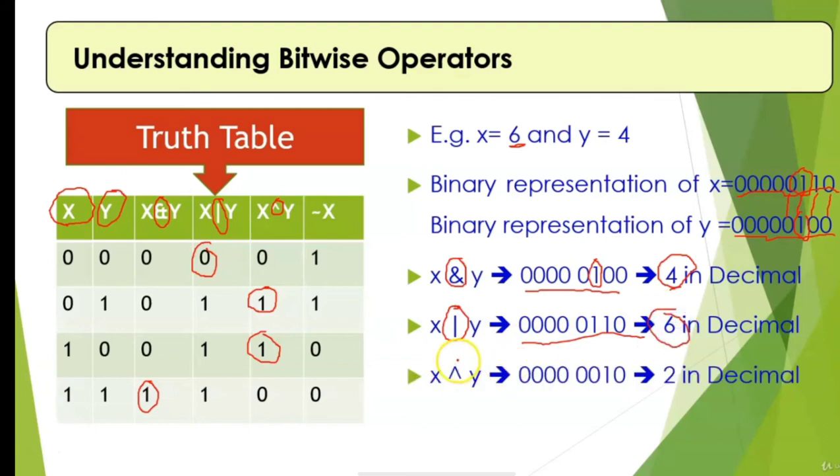Exclusive OR operation is represented by the hat symbol on the keyboard. So here respective bits are compared with each other. If both bits are different, then the result is 1. If both bits are similar, then the result is 0. And this is equivalent to 2 in decimal. So that is how the bitwise operators are applied on the data.